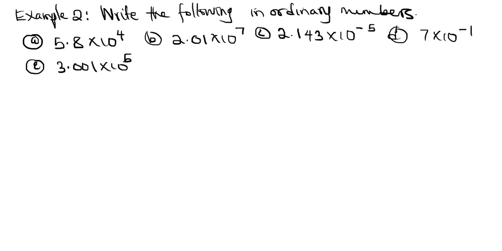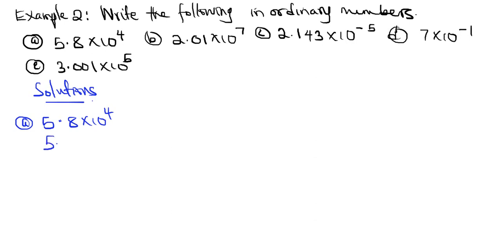Now, how do you express this number in ordinary number as we have been given the number in standard form? Let's quickly look at that. See the solutions there. For the first one, we have 5.8 times 10 raised to power 4. Now we are having 4 here, meaning that we have moved our decimal point 4 times to the left.